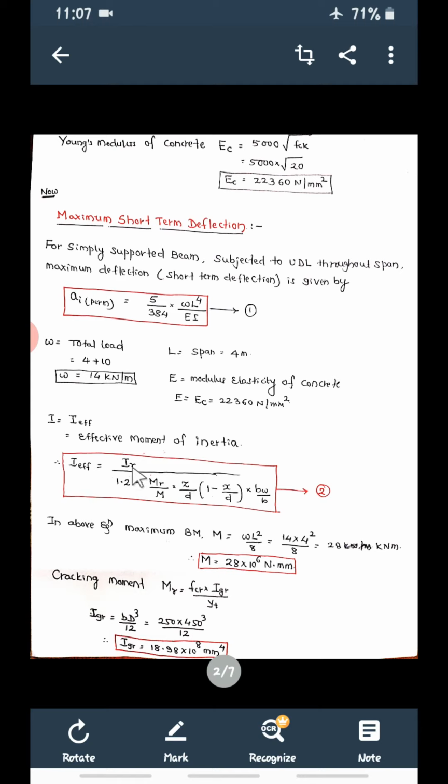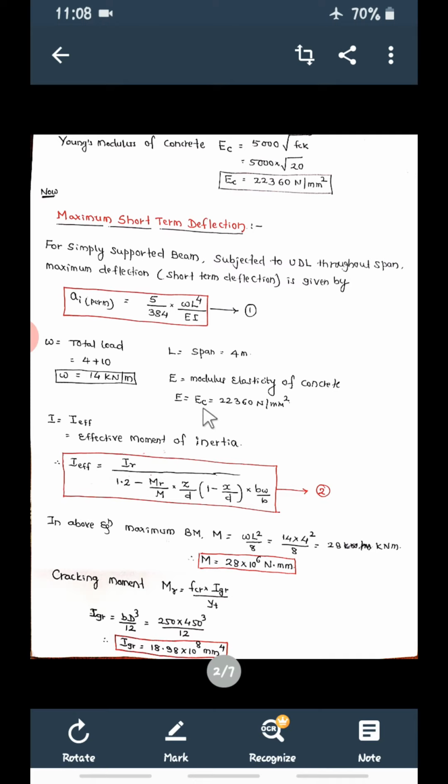That is Ir divided by 1.2 minus Mr divided by M into z by d into bracket 1 minus x by d, bw by b. Okay, this formula we already know. So I effective will be calculated from this equation, then substituted here. E equal to Ec, W is total load, L is span. Then we can calculate the short term deflection.